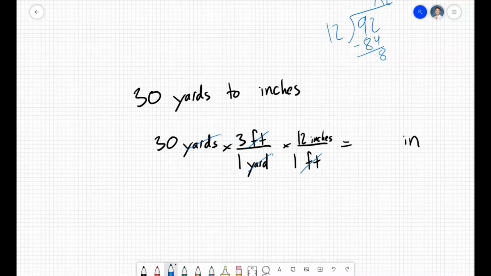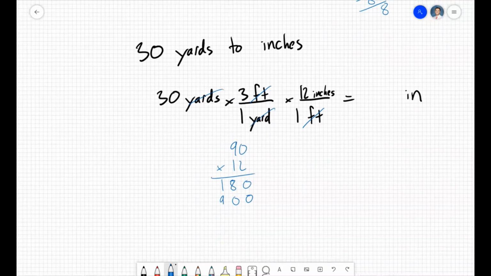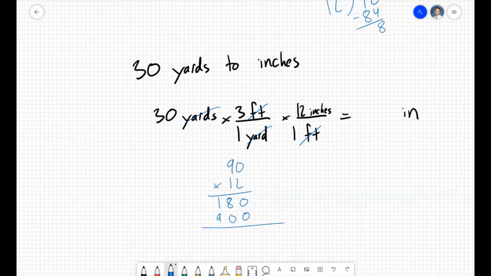Then I can just multiply. I have 30 times 3 times 12. So that will be 90 times 12, and we would get 1,080 inches. That's just a quick look at how to use conversion factors when converting between different units.